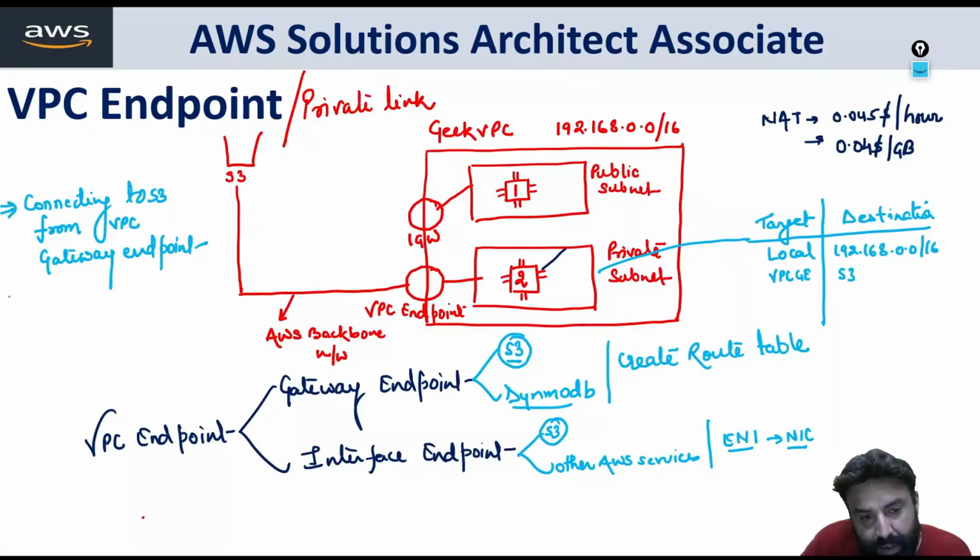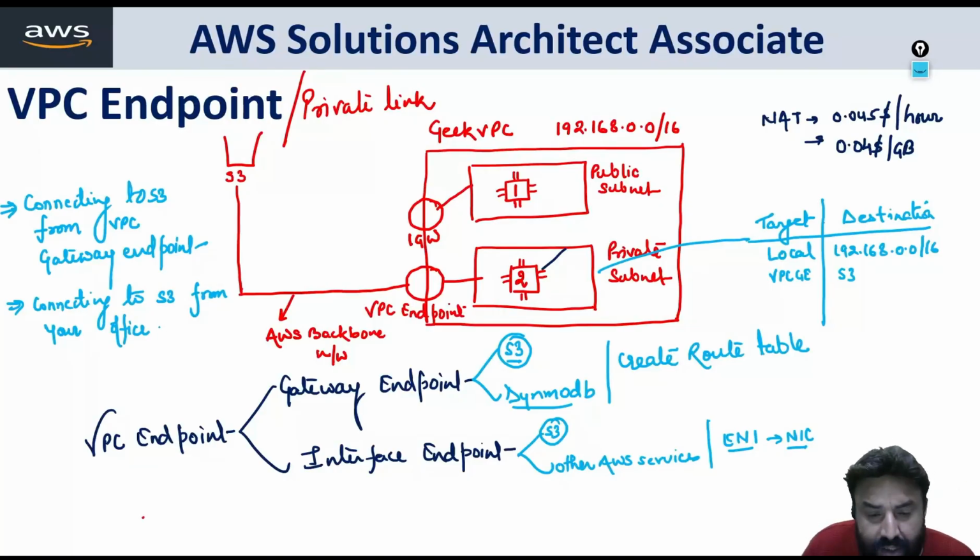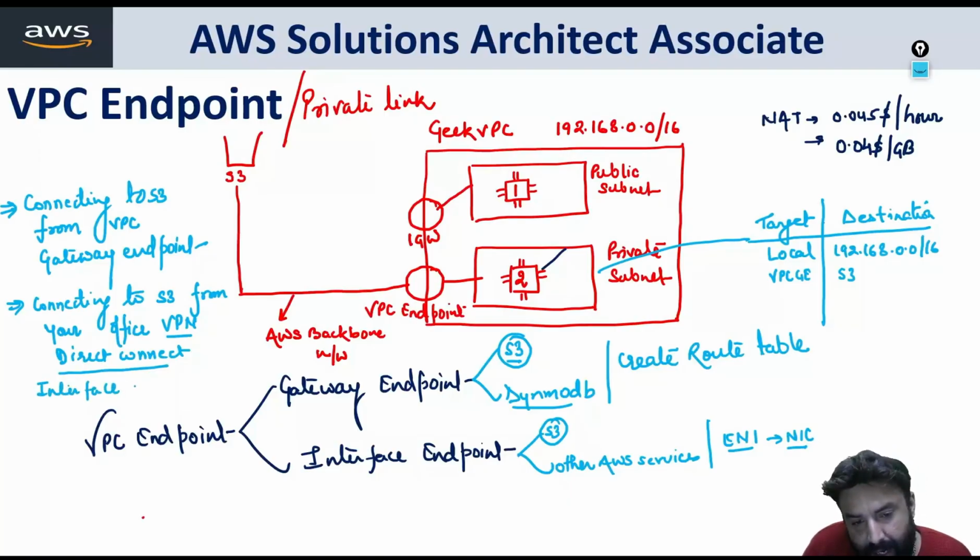First point. Second point, when you are connecting to S3 from your office, that is, you are making a virtual private network VPN connection. So from your office, you're not in a VPC, you're somewhere else, connecting via VPN connection and via Direct Connect. So in that case, we use interface endpoint.